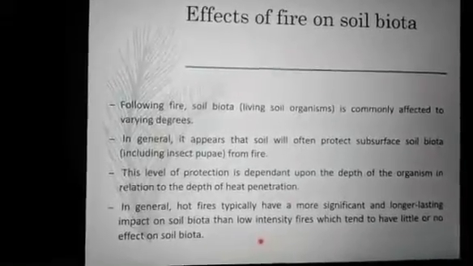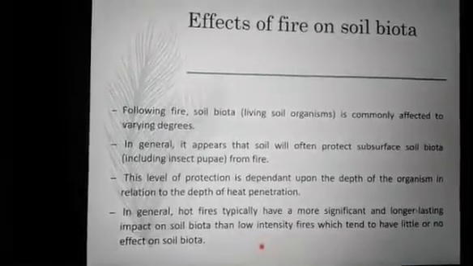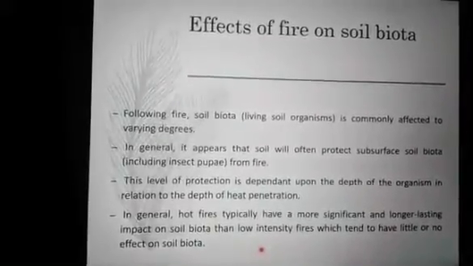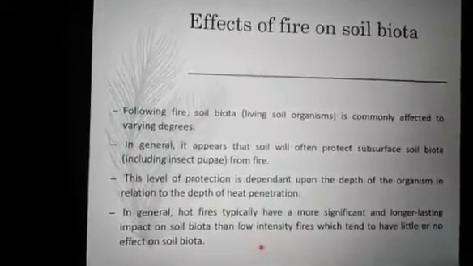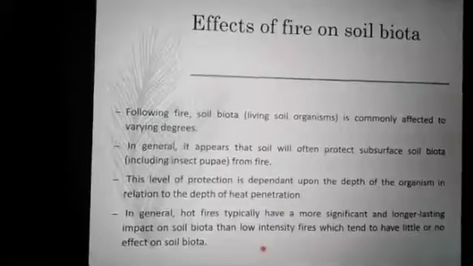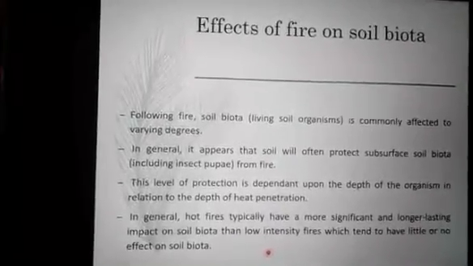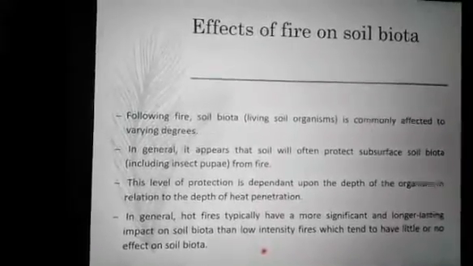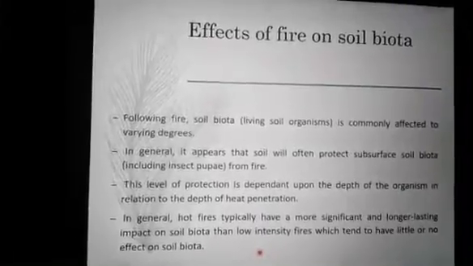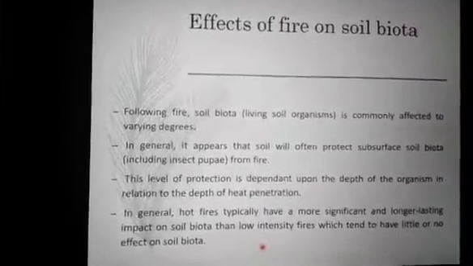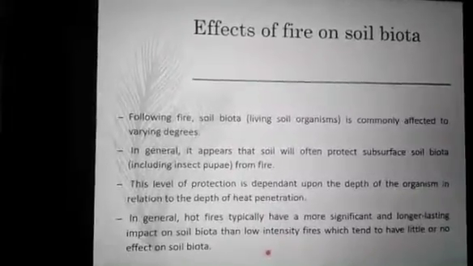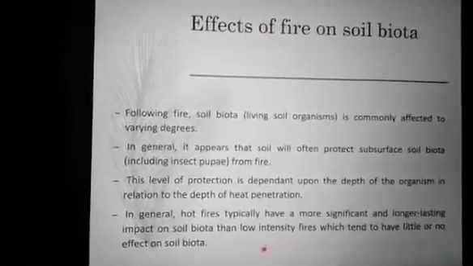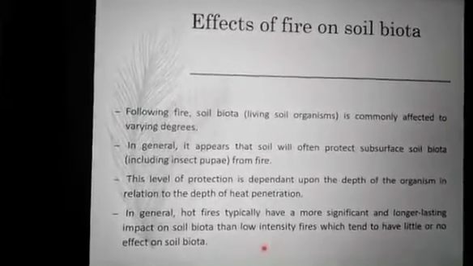So in general, the hot fires typically have a more significant and longer lasting impact on the soil biota than the low intensity fires, which tend to have little or no effect on soil biota. So the safest fire, because it moves fast through the vegetation, might affect just a few organisms or none at all, because it only moves on the surface. But then if you bring in the ground fire, then you are assured of the damage which is going to happen there.